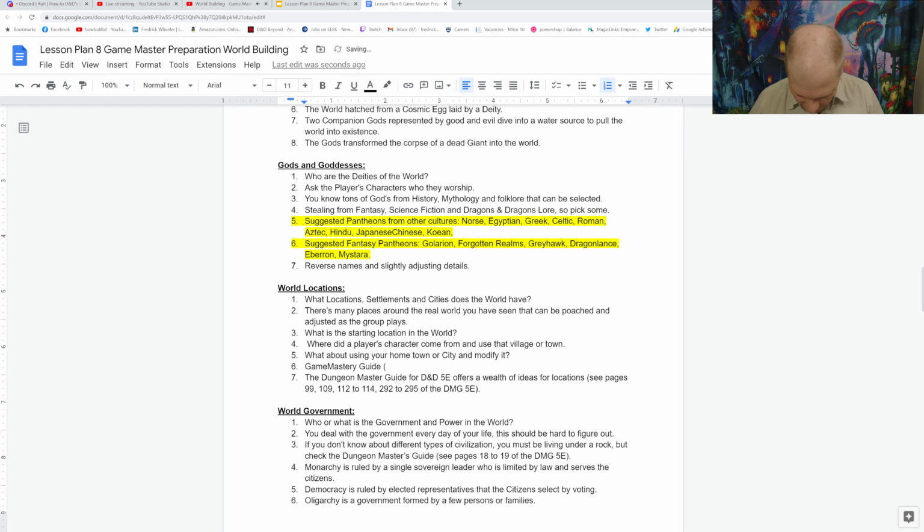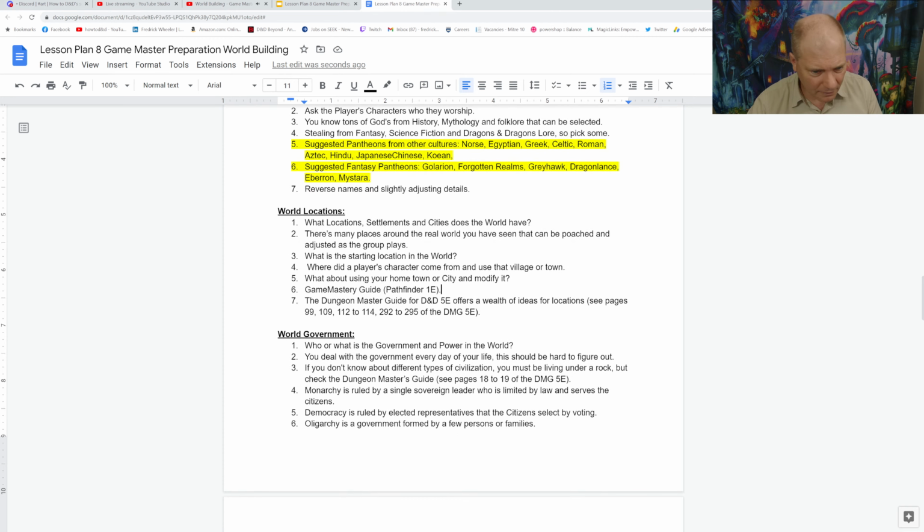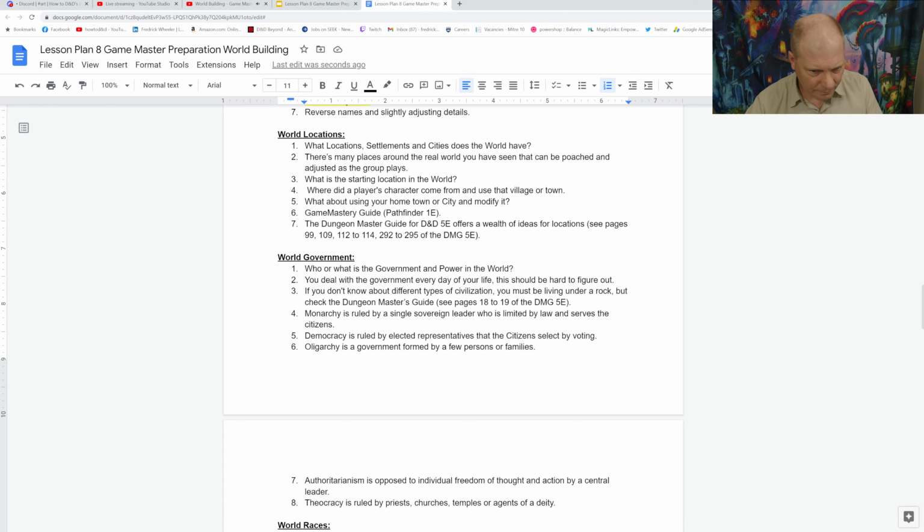Game Mastery Guide. This is Pathfinder 1E. Did I get it wrong? No, it's fine. Yeah. So now we move along. It is full of location information. Absolutely chock-a-block that one. So the Game Mastery Guide. Yes. Got it. Cool. Next, world government.